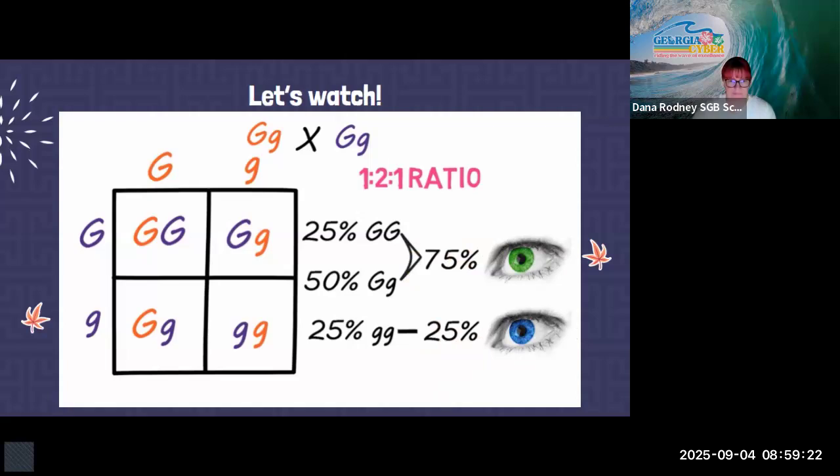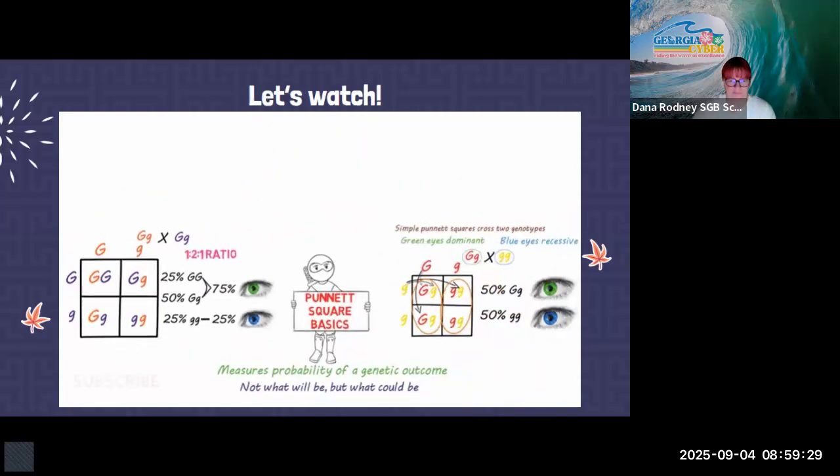Okay, hopefully that helps you understand simple Punnett squares a little better. Genetic crosses can be much more complicated, and I'll make a video sometime in the future explaining how to tackle those more complicated genetic crosses.